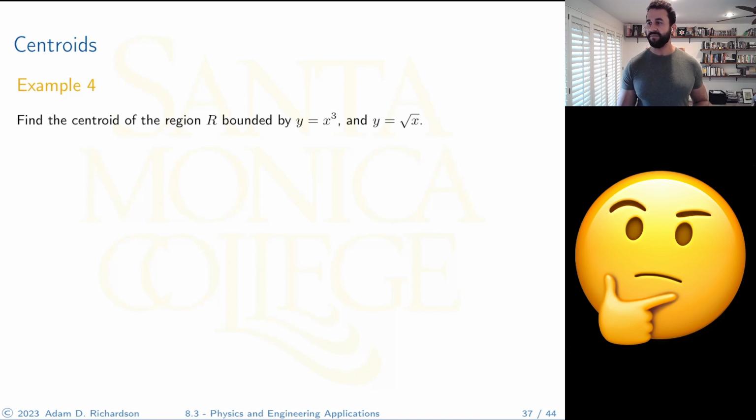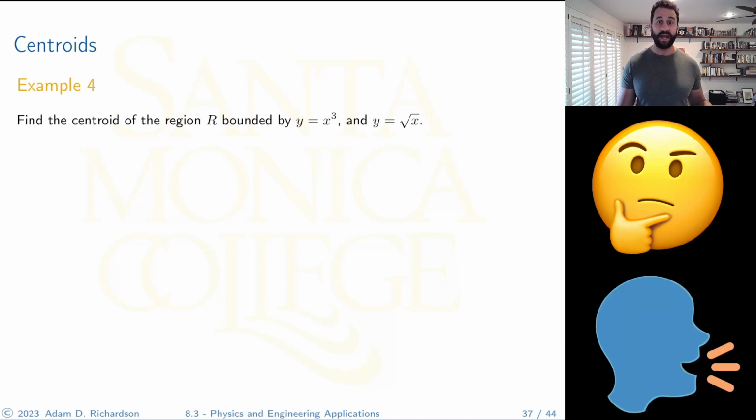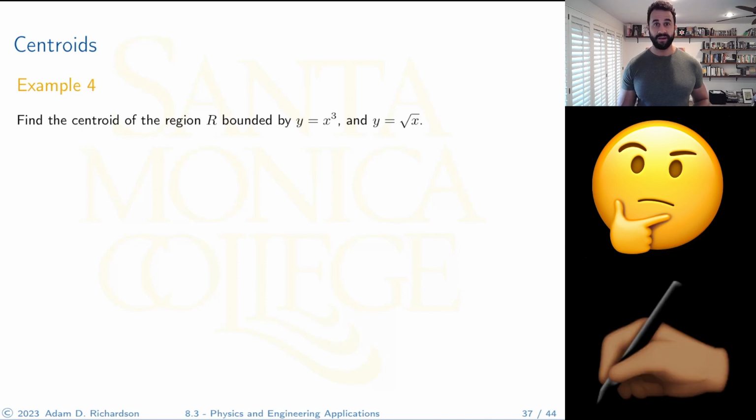All right, now say something out loud about how you would start. All right, and now try to work it out. Use the formulas from the previous slide. Plug in what you know about f of x, g of x. Just remember one has to be above the other, just like you did when you first learned area between two curves. And then try to work it out. We'll do it together in a minute.